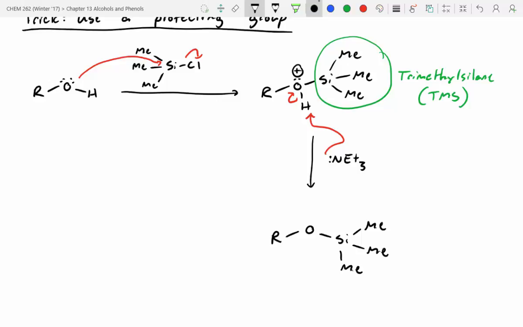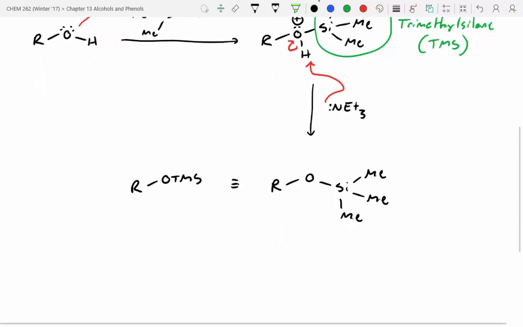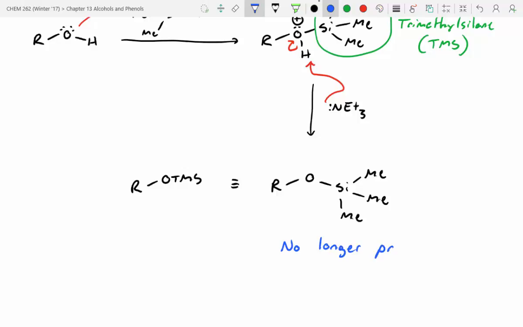So you may see me write this either with the silicon or just abbreviate it OTMS. Either one is appropriate for this class. The nice thing about this is that this is no longer protic. It can't do acid-base chemistry.